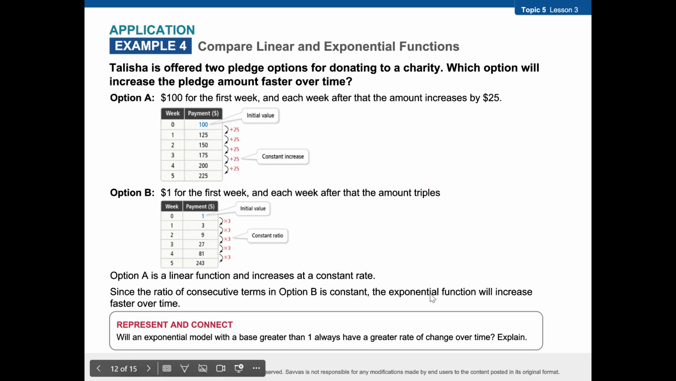Here, Talicia's offered 2 pledge options for donating to a charity. Which option will increase the pledge amount faster over time? Option A would be linear. She starts at $100 for the first week, and then each week the amount increases by 25. So she starts with 100, then 125, 150, 175, 200. It has a constant rate of change, so this is linear. Then option B, it's $1 for the first week, and then each amount triples. So week 1, $3, then 9, then 27, then 81, and then week 5, 243.